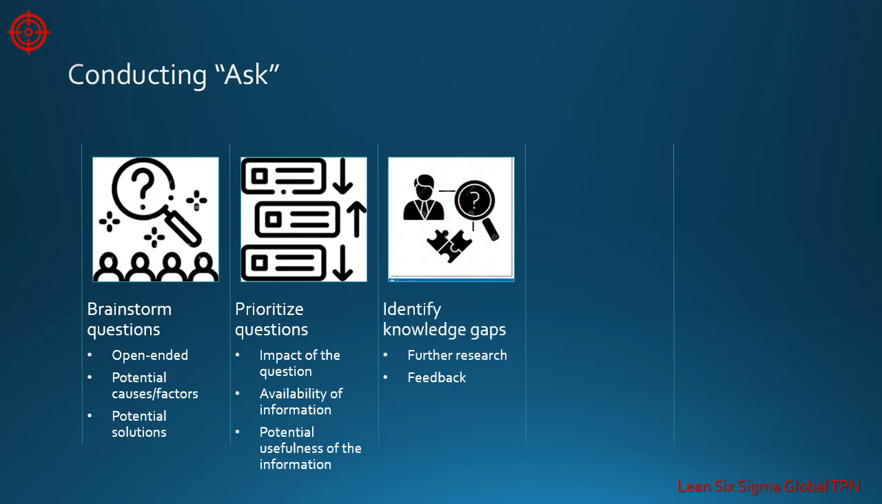Okay, so next, as you review the questions, identify any areas where additional knowledge or information is needed to answer the question effectively. This may involve conducting further research or gathering feedback from stakeholders. For example, it may be helpful to gather feedback from customers who did not complain about long wait times to understand why some customers are more tolerant of wait times than others.